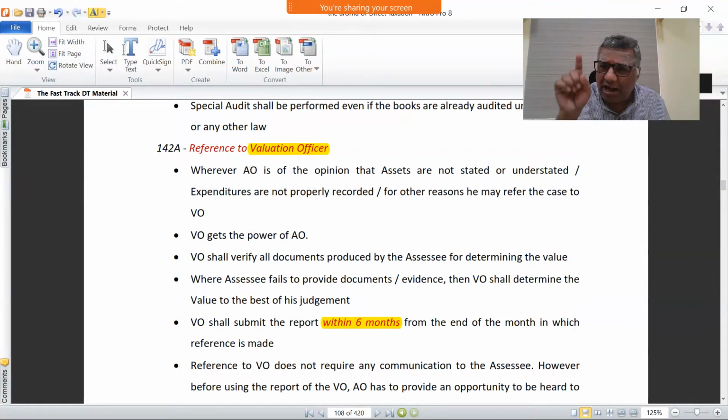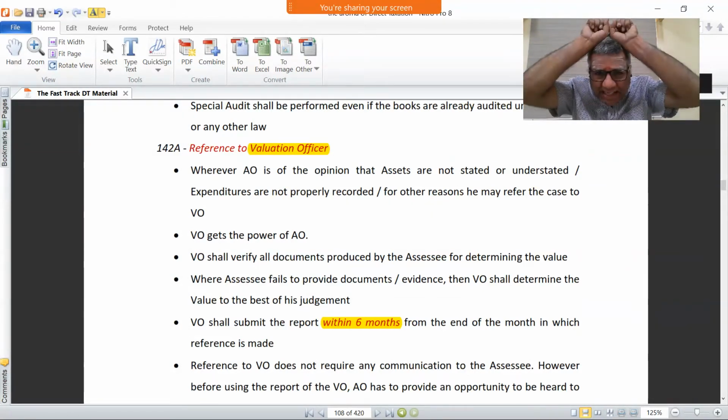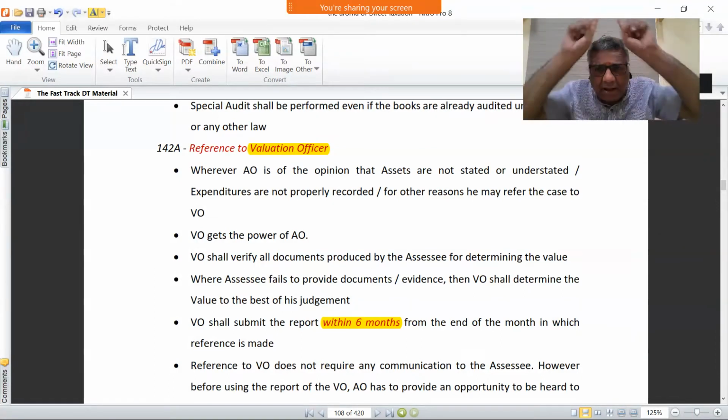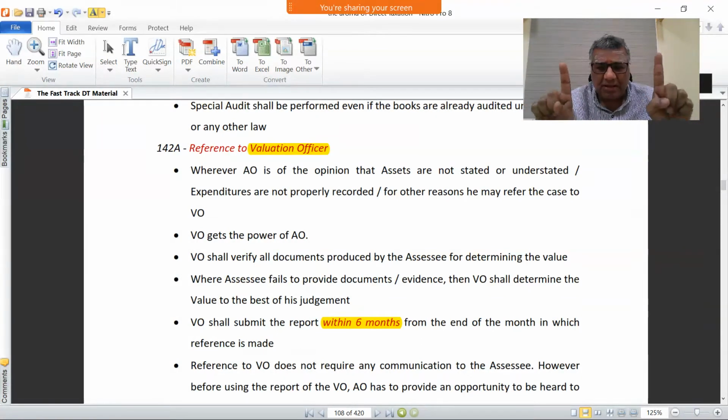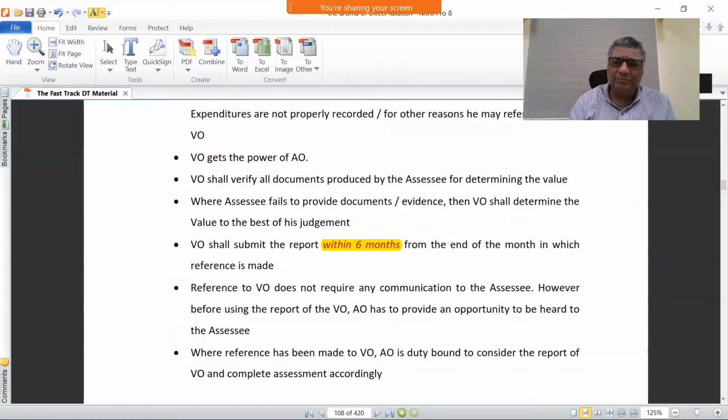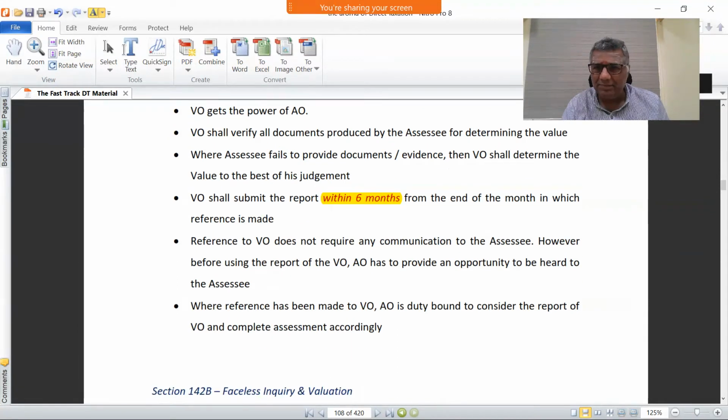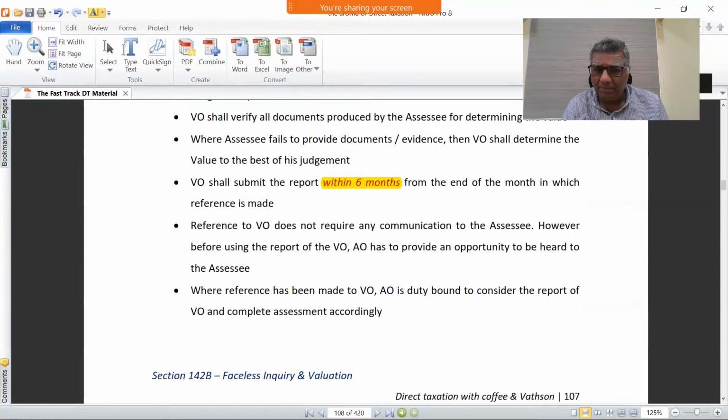Within 6 months, the valuation officer will submit his report, and the assessing officer cannot complete his assessment without considering the VO's report. The VO's report is very essential. Like the TPO's report, the AO cannot ignore it. Similarly, the AO cannot ignore the VO's report and complete the assessment.